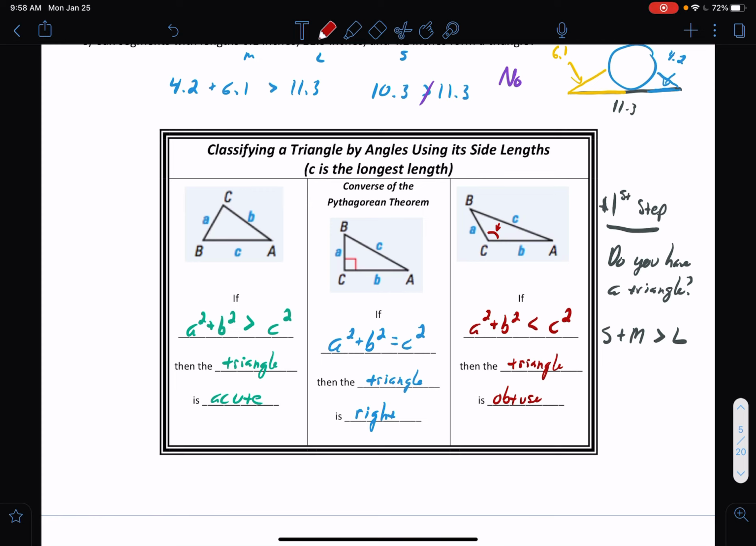And then if you have a triangle, use this table to classify it. To classify it, you're looking at a squared plus b squared. What's its relationship with c squared? If the small sides dominate, that's acute. If they are equal, that's right. And if the big side dominates, that's obtuse.